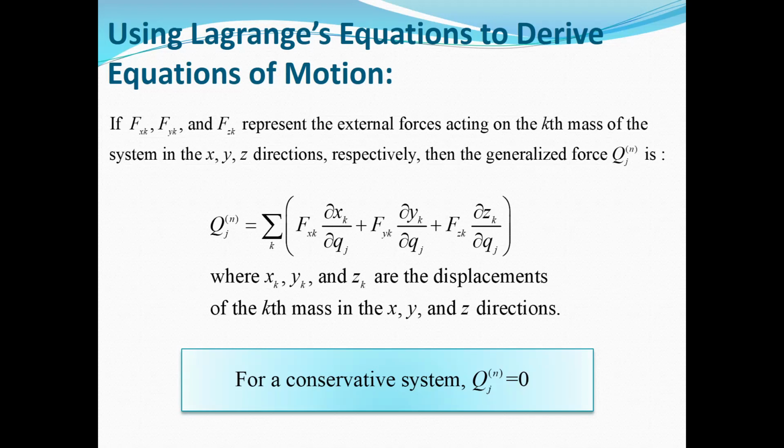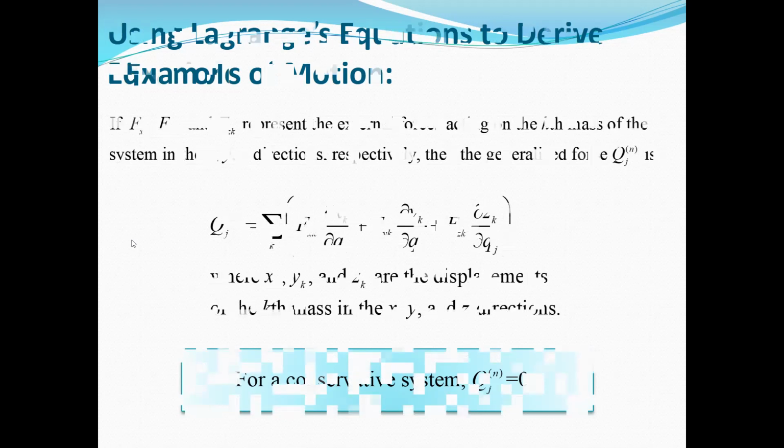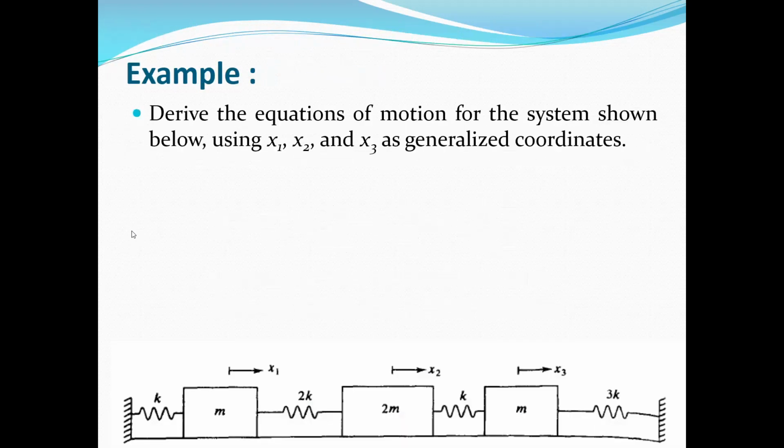In a conservative system, Qj is equal to 0, and you can again use the Lagrange equation to write the equation of motion for a system. Okay, we have one example, and I think we can continue this example on Wednesday. And if you don't have any question, we can wrap up this session.